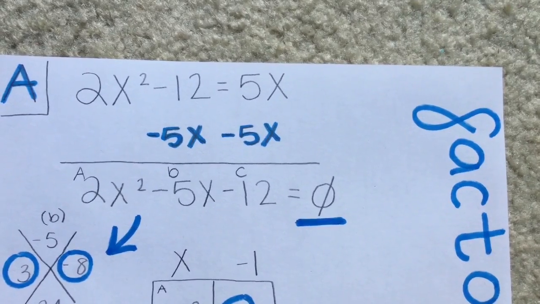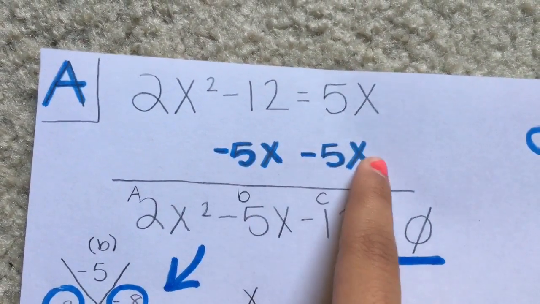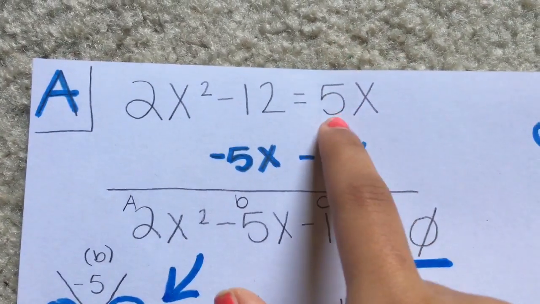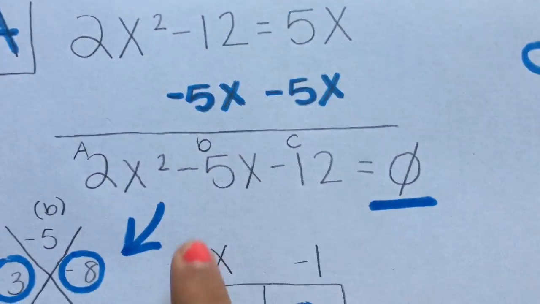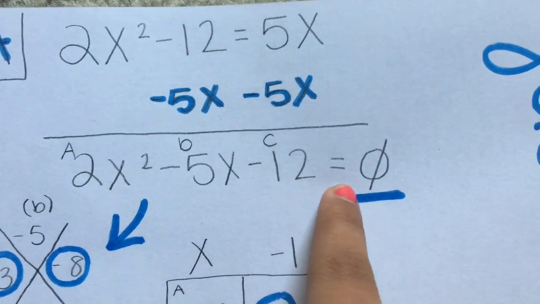First equation, I solved by factoring. So I have 2x squared minus 12 equals 5x, and I subtracted 5x from both sides because it is the opposite of the 5x, and you want it to equal 0. So I got 2x squared minus 5x minus 12 equals 0.